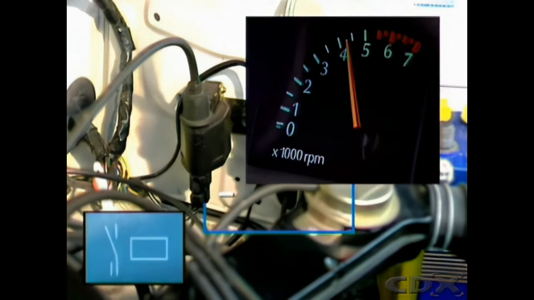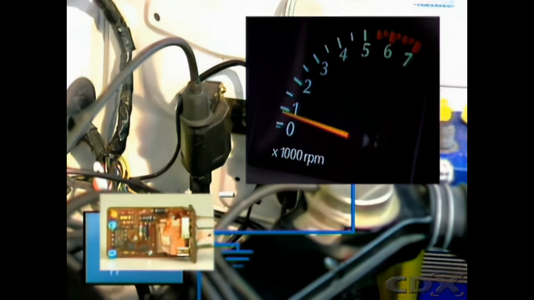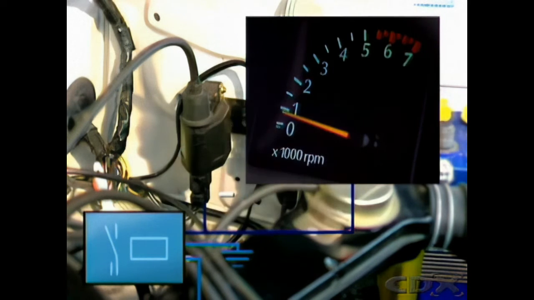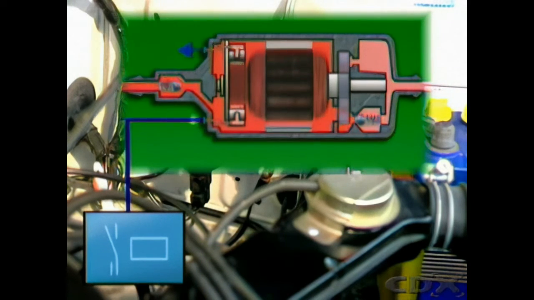A tachometric relay uses the same input from the negative side of the ignition coil to ensure the relay operates only when engine speed is above a specified minimum, say 350 rpm. In this case, it operates as a safety device, ensuring the fuel pump operates only when the engine speed exceeds this figure.